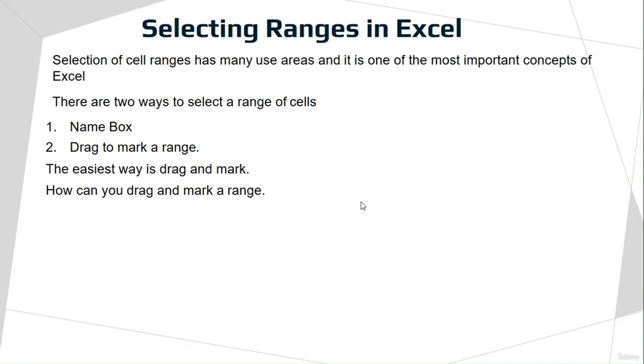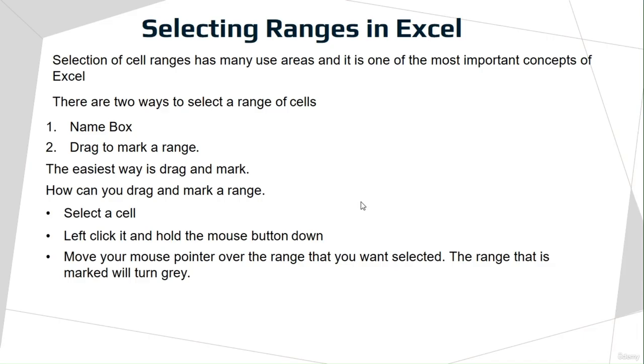How can you drag and mark a range? First, you select a cell. Left-click and hold the mouse button down. Move your mouse pointer over the range that you want selected. The range that is marked will turn gray. Let go of the mouse button when you have marked the range. This might sound strange, but let's look at it practically.